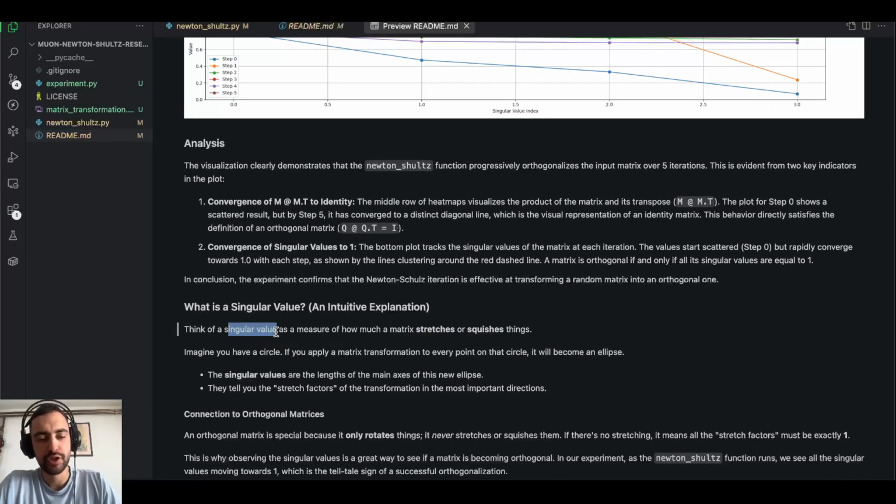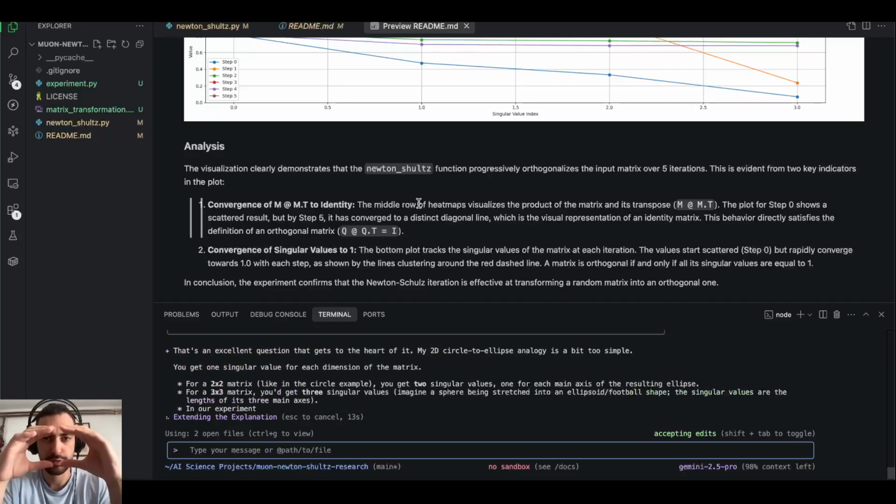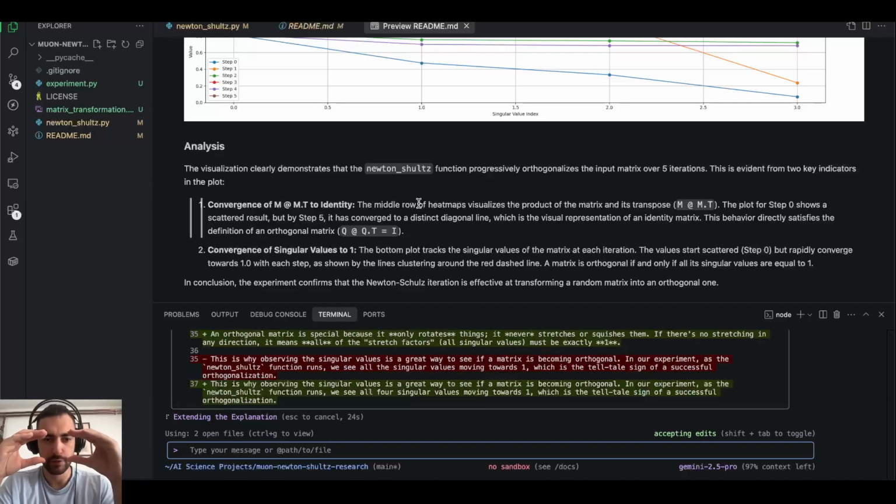Think of singular values of a matrix as a measure of how much matrix stretches or squishes things. So if you have a vector, you multiply it with a matrix, it can stretch the vector, it can squish, it can rotate, it can reflect to the other side. So singular value measures how much it stretches or squishes this vector. So let's say you have a unit circle, and then you multiply it with a matrix, it's gonna stretch that unit circle into ellipse, and so singular value will tell you how much it got stretched. For example, if this one now became 2, so singular value here is 2.